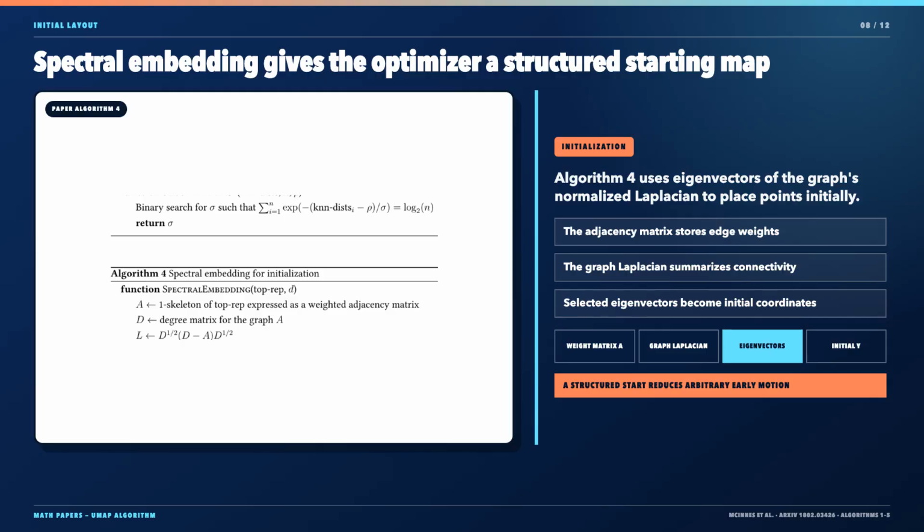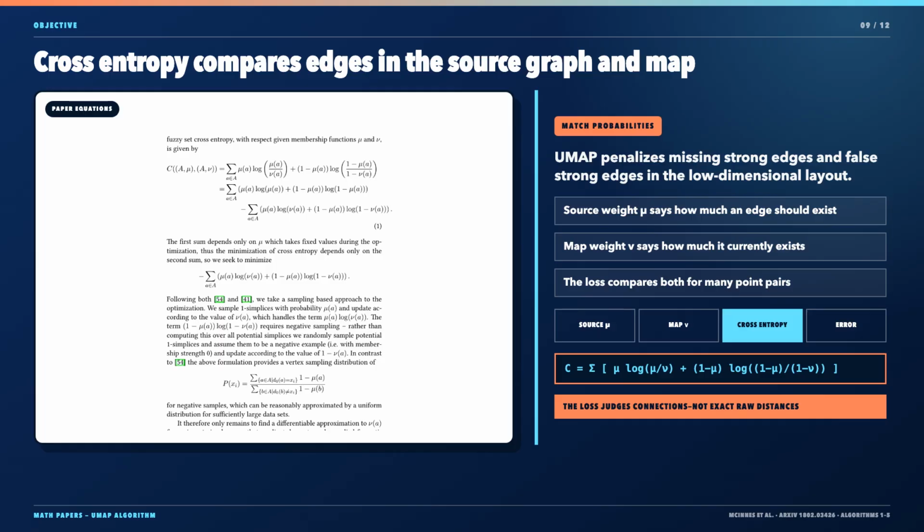Before gradient updates begin, the paper uses spectral embedding for initialization. It builds a weighted adjacency matrix, computes a normalized graph Laplacian, and takes selected eigenvectors as starting coordinates. In plain language, the global connectivity pattern supplies a structured first draft of the map instead of a completely arbitrary arrangement. The objective compares edge membership in 2 spaces.